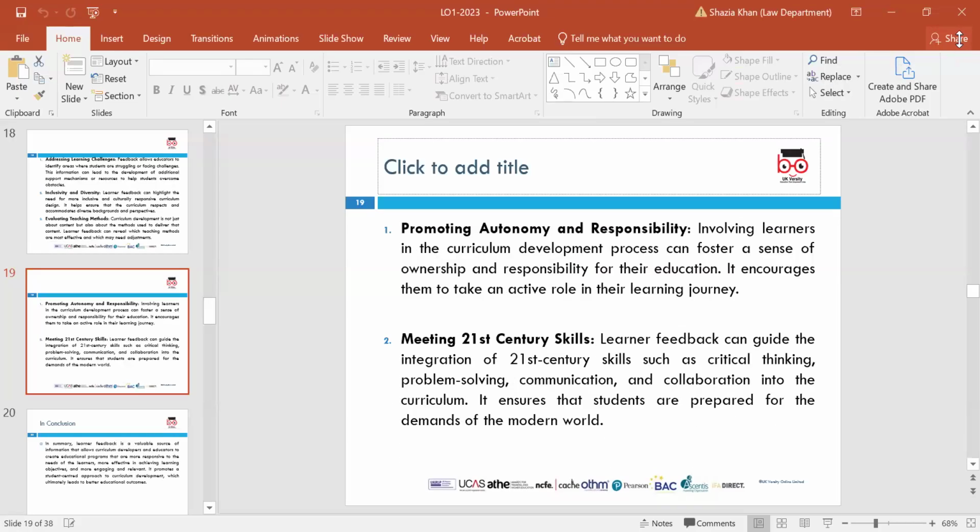Promoting autonomy and responsibility. So like we said, involving learners in the curriculum design process can foster this element of ownership, make sure that they are encouraging them to take an active role in their own learning process. Meeting 21st century skills, so learner feedback can guide the integration of 21st century skills such as critical thinking, analytical thinking, problem solving, and it makes sure that the learners are prepared for the future world and the modern world out there.